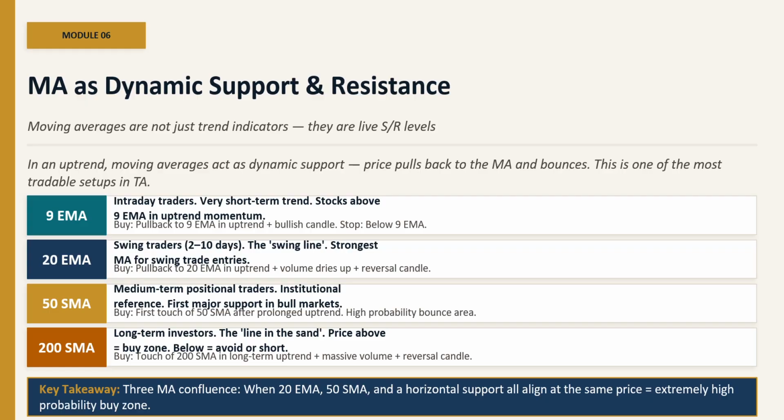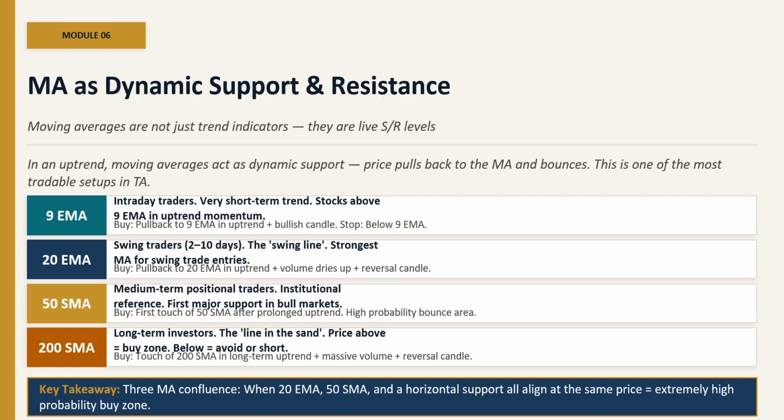When a stock in an uptrend pulls back to its 20 EMA on low volume and forms a bullish reversal candle, that is your entry. The 50 SMA is the institutional swing level. Large mutual funds and foreign institutions often use the 50-day SMA as their reference for adding to positions. When Nifty touches its 50 SMA in an uptrend, expect heavy buying.